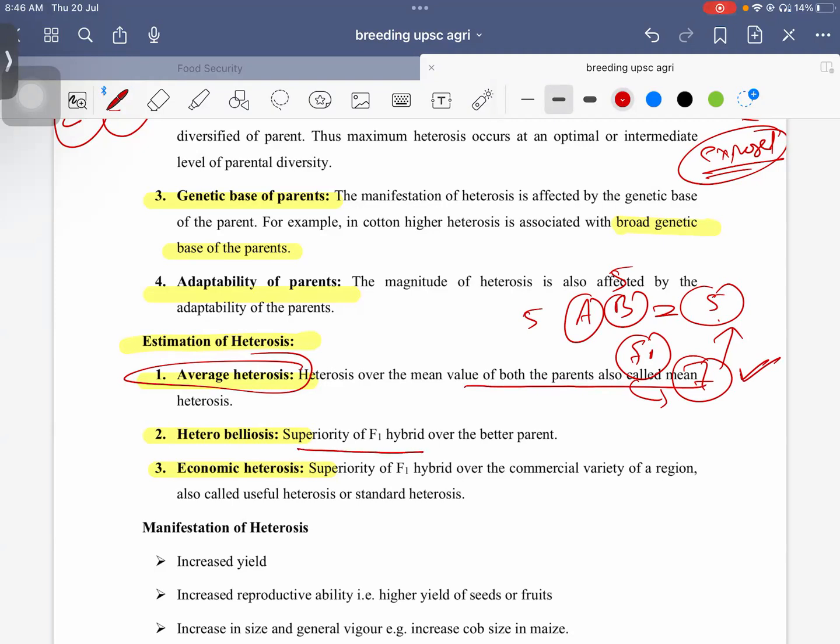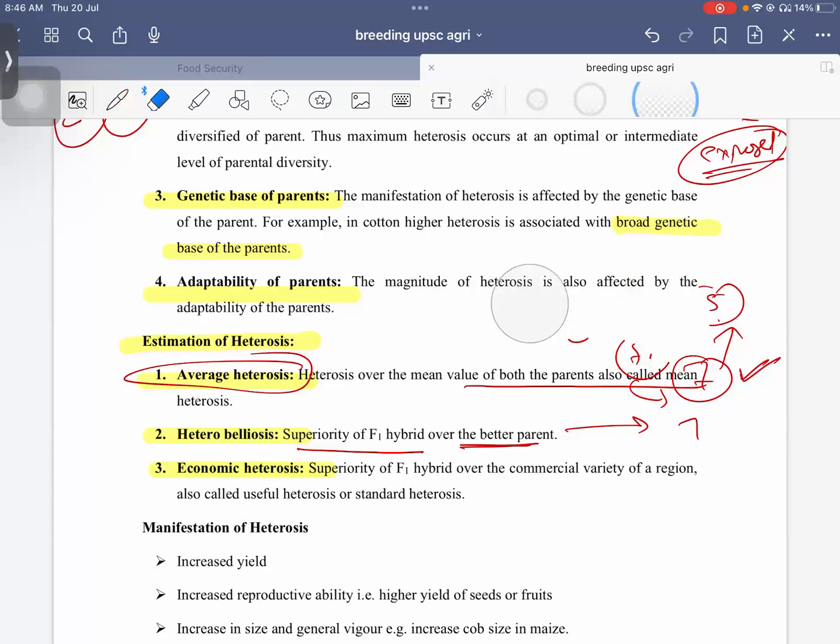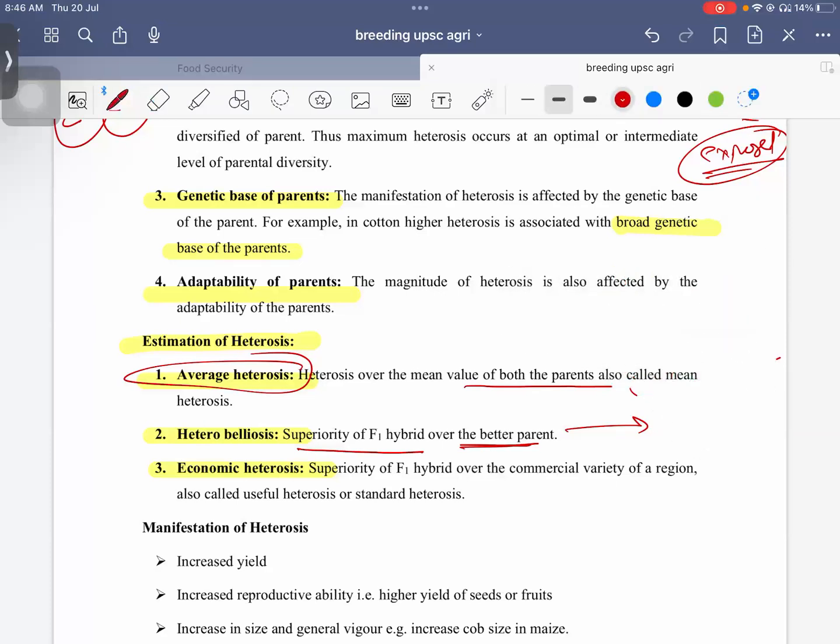Next is superior F1 over the better parent. Better parent means heterobeltiosis. Like one parent is giving 7 kgs yield, another is giving 5 kg. So the F1 plant should give 8. If it gives 8, then what do you say? F1 is superior over the better parent.